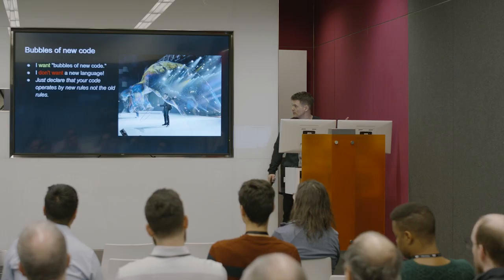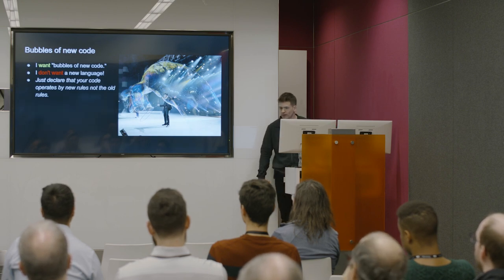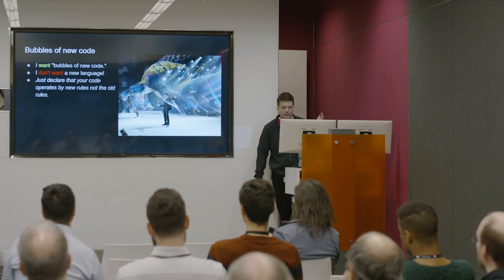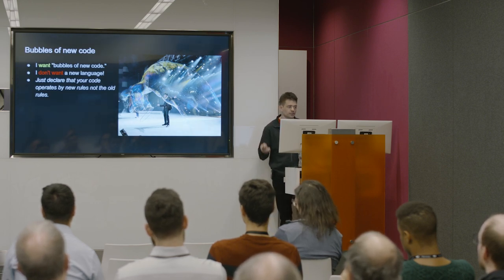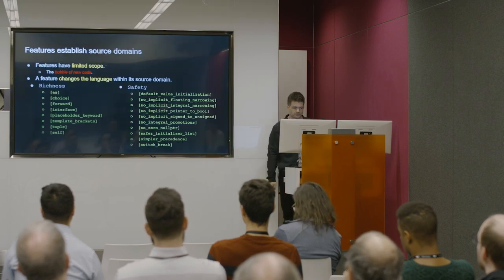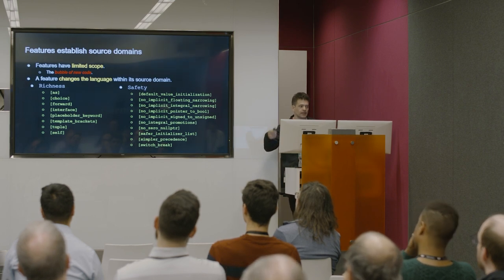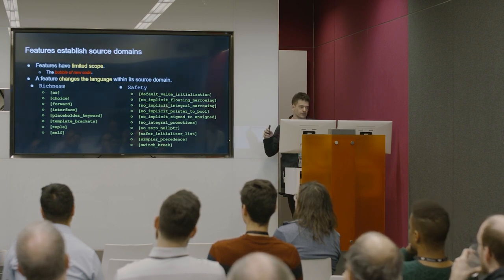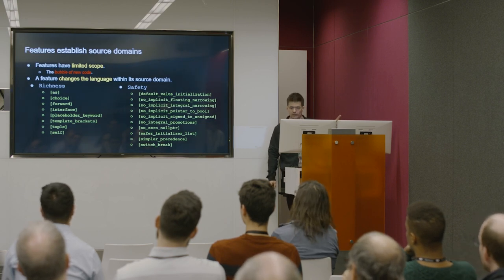I want bubbles of new code, but I don't want a new language. It's super expensive for everyone to learn a new language. I need to create bubbles of new code anywhere, and I want to do it completely separately from an alternate C++ syntax. So my idea is just declare that your code operates by new rules and not the old rules. I factor these changes, these bubbles of new code, into features. So everything in green is a different feature, and it changes basically just one thing.